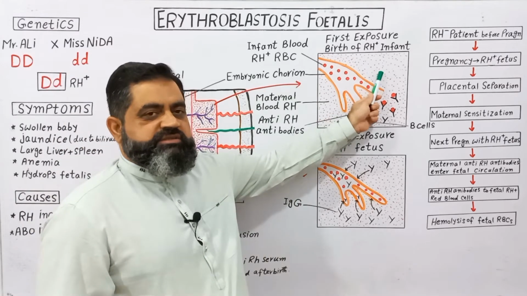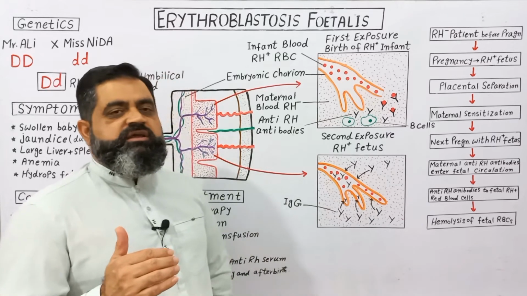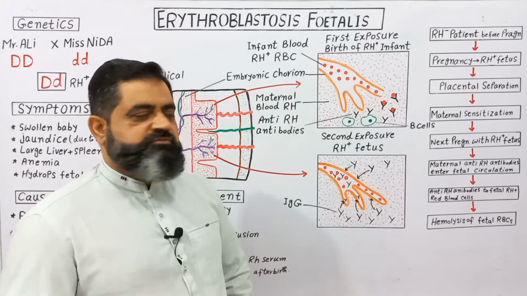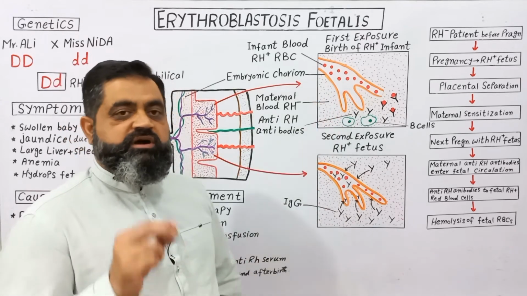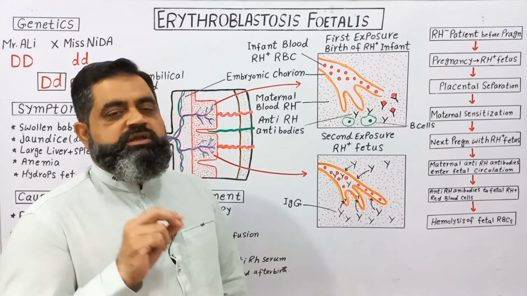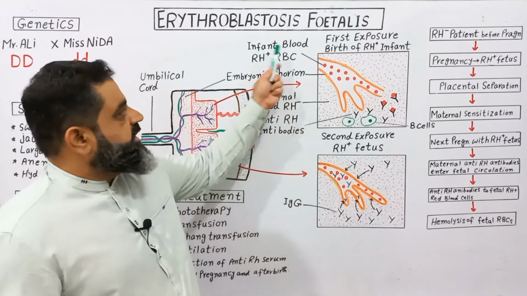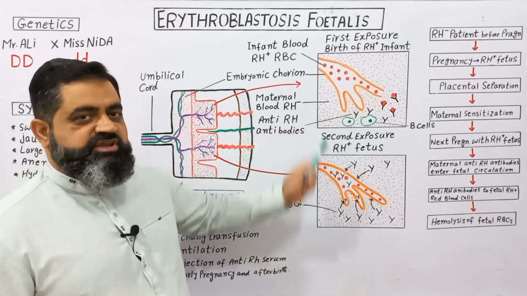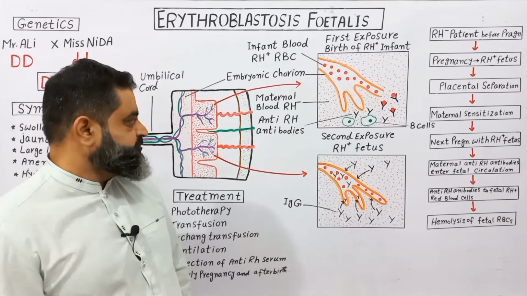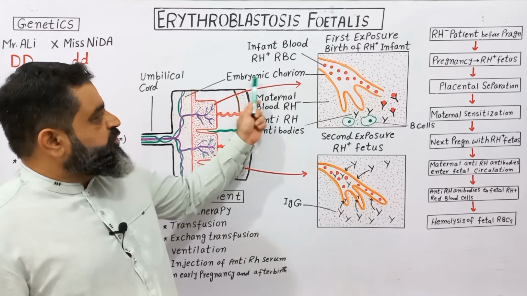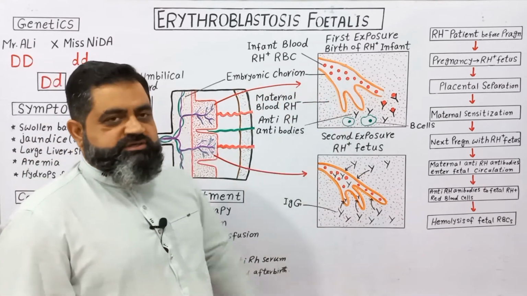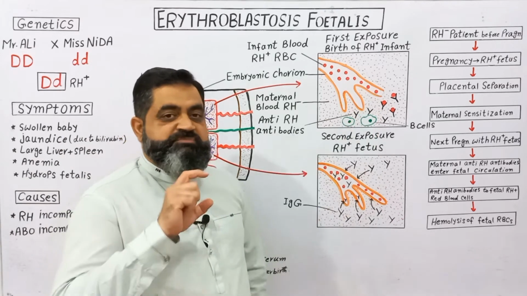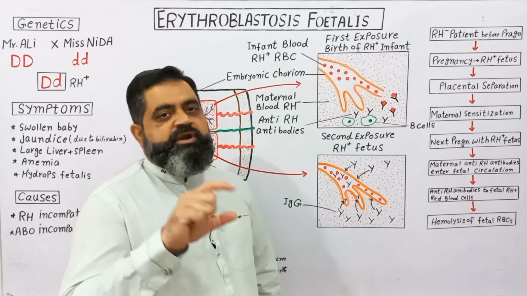As you know, at this stage the mother's body has A negative blood. It means that maternal blood does not contain any Rh antigen or antibodies, while the fetal blood contains Rh positive antigen and no anti-Rh antibodies. So the infant blood contains Rh positive RBC, while maternal blood is Rh negative, free of any antigen or antibodies. The embryonic chorion separates these two bloods, but during birth the blood capillaries rupture and there is seepage of fetal blood into the maternal body.